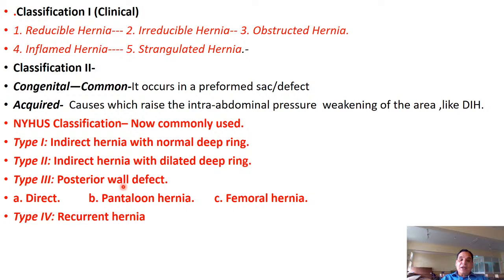Type 3, here it is not the internal ring, it is only the posterior wall defect. Here come all types of direct hernia, all pantaloon hernia. Pantaloon means two hernias together, direct plus indirect. Femoral hernia, this also is a weakness. Femoral hernia is weakness in the posterior wall of the inguinal canal, the femoral canal. Okay. And type 4 is recurrent hernia. For this, the causes and everything are totally different. Type 1, indirect with normal deep ring. Type 2, indirect with dilated ring. Type 3, posterior wall defect. Type 4, recurrent hernia. It is very simple to remember the Nyhus classification. Okay, you must remember this.